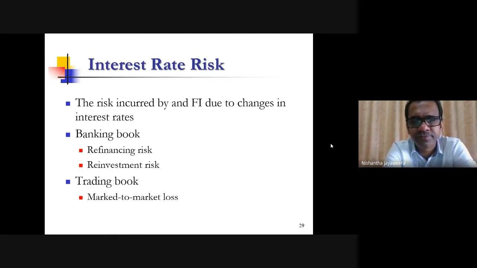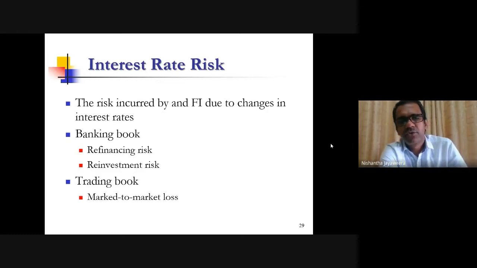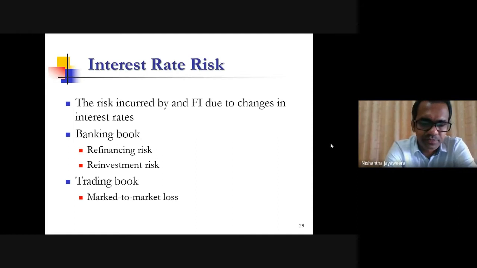So we are going to discuss today how we measure that, because it is a risk. It may be an opportunity or it may be a loss when the interest rate changes. So we are going to discuss how we measure it, and later we'll discuss how we are going to mitigate that risk. The first thing we have to identify is that in a bank there are two books.